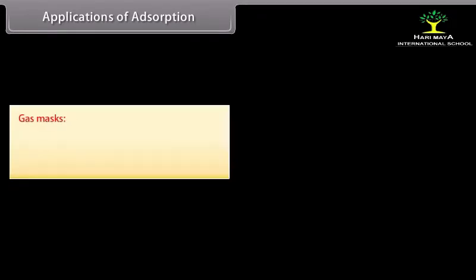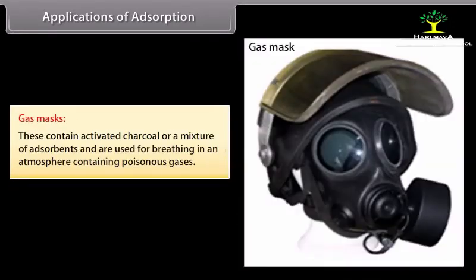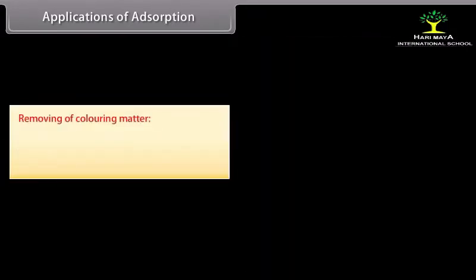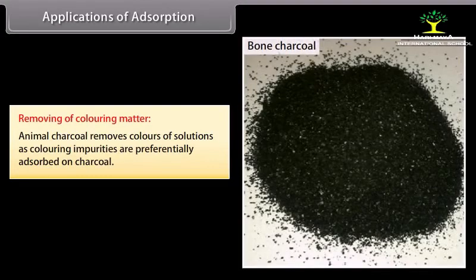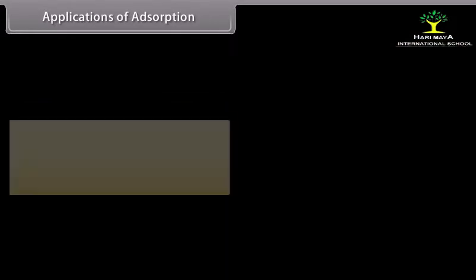Applications of adsorption. Gas masks. These contain activated charcoal or a mixture of adsorbents and are used for breathing in an atmosphere containing poisonous gases. Removing of coloring matter. Animal charcoal removes colors of solutions as coloring impurities are preferentially adsorbed on charcoal. For example, bone charcoal is used as decolorizer in the sugar industry.